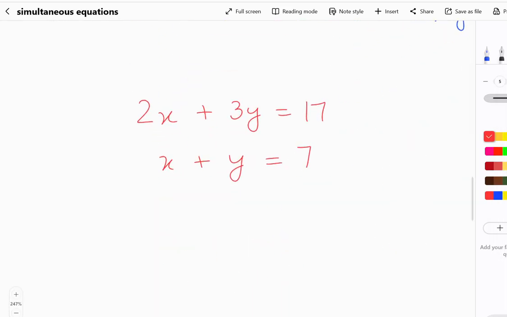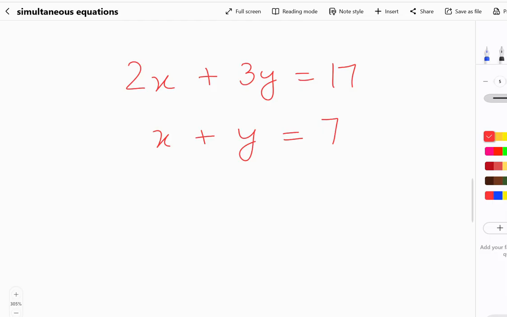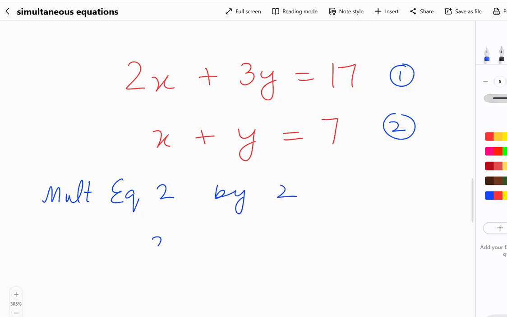Okay, now let's solve question number 10 here. Again, you can see that none of the coefficients match. One of them should have the same coefficient. This is 2 and this is 1. This is 3 and this is 1. So I want to eliminate x. So I'm going to multiply this equation by 2. I'm going to name them first. Equation 2 by 2. So it's going to be 2x plus 2y equals 14.